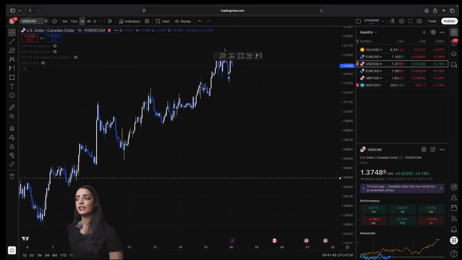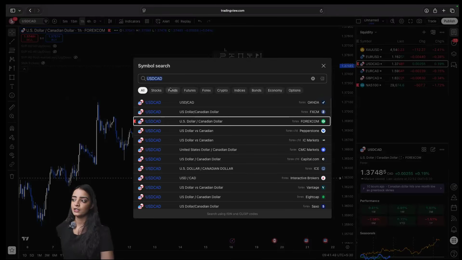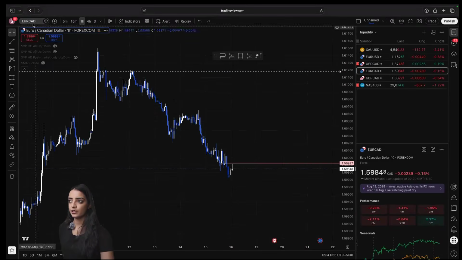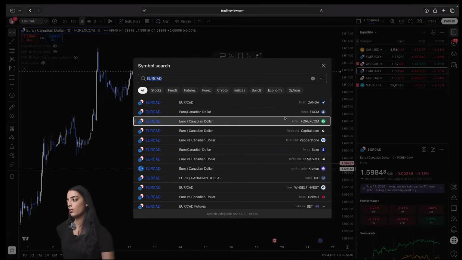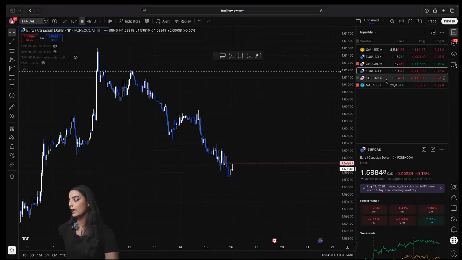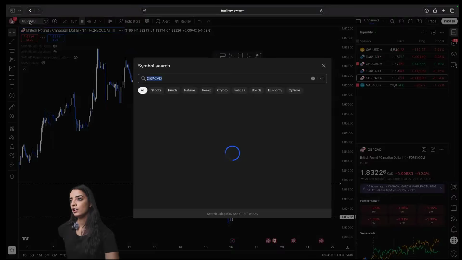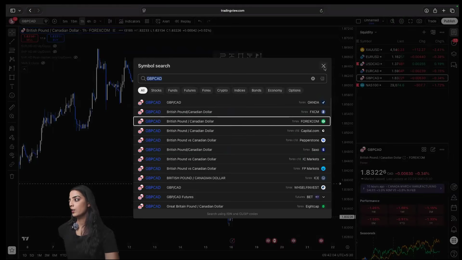Then I have USD Canadian dollar. This is the best pair. This is my favorite pair ever. Trust me. So USDCAD, again forex.com. And then you have Euro Canadian dollar, decent pair. Forex.com for this again. And then British pound Canadian dollar. You have to add forex.com for this also.